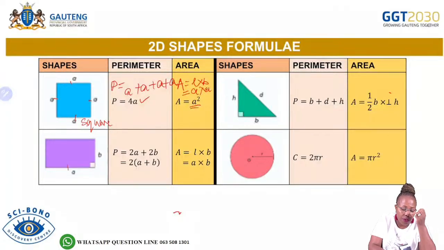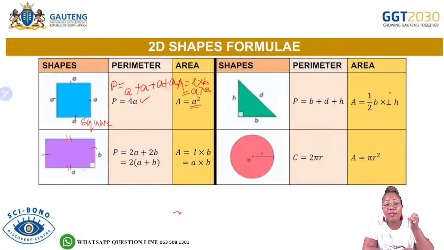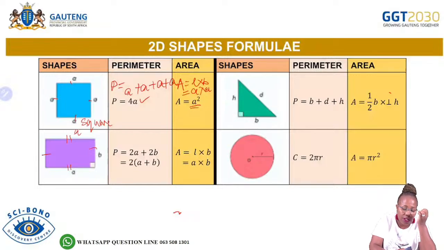Now moving to the perimeter of a rectangle, how do we know it's a rectangle? The two opposite sides are equal, with an angle of 90 degrees at the corner as indicated. That means this side is also an A side, and this one opposite B is also a B side, because the opposite sides of a rectangle are equal. So grade 12, it is very important to also know the properties of your polygons or quadrilaterals.